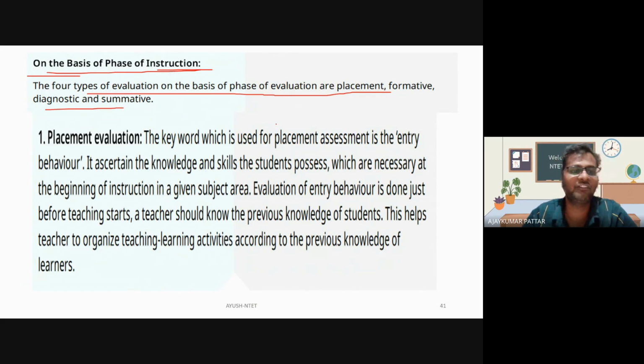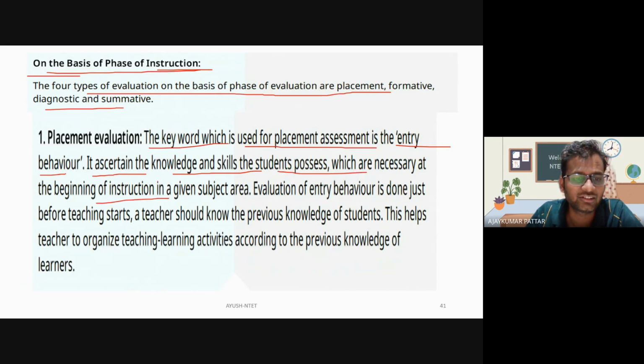First one is placement evaluation. What is placement evaluation? The keyword which is used for placement assessment is the entry behavior. You have to remember this word, entry behavior. It ascertains the knowledge and skills the students possess which are necessary at the beginning of the instruction. Instruction या टीचिंग और कोर्स का पहले हमने उनका evaluate करते, that is the placement evaluation. Ascertain the knowledge and skills the student possesses which are necessary at the beginning of instruction in a given subject area. Evaluation of entry behavior is done just before teaching starts.